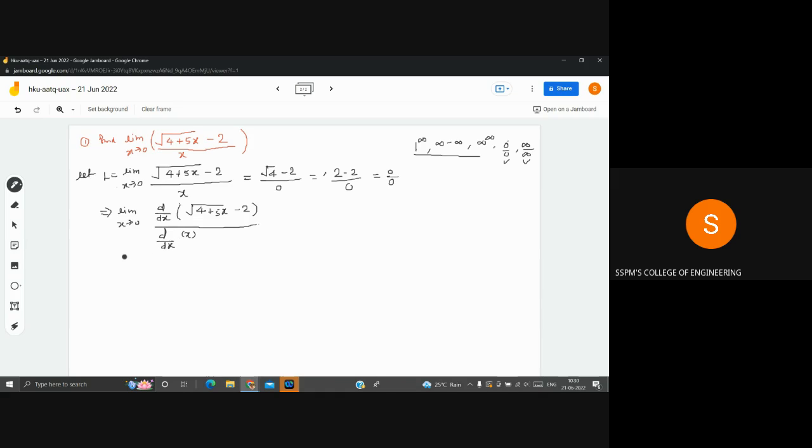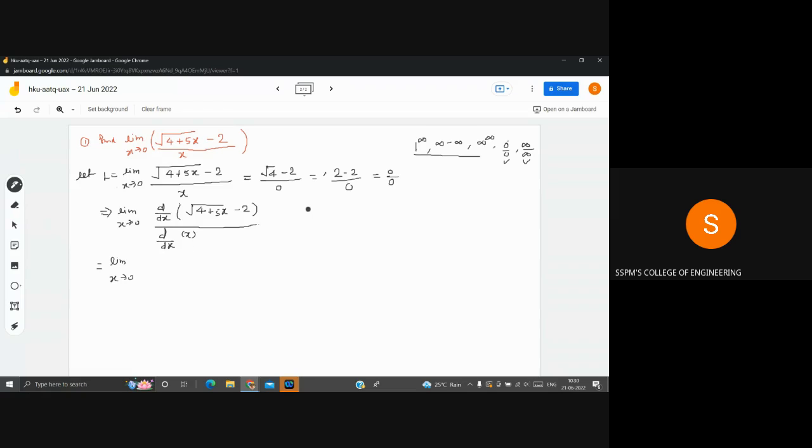d by dx of x, that is limit as x tends to 0. I have taken one more extra step here to give a clear understanding. Otherwise, you can apply it directly, because time is money in the exam. So d by dx of this function, we need to find the derivative of root first.